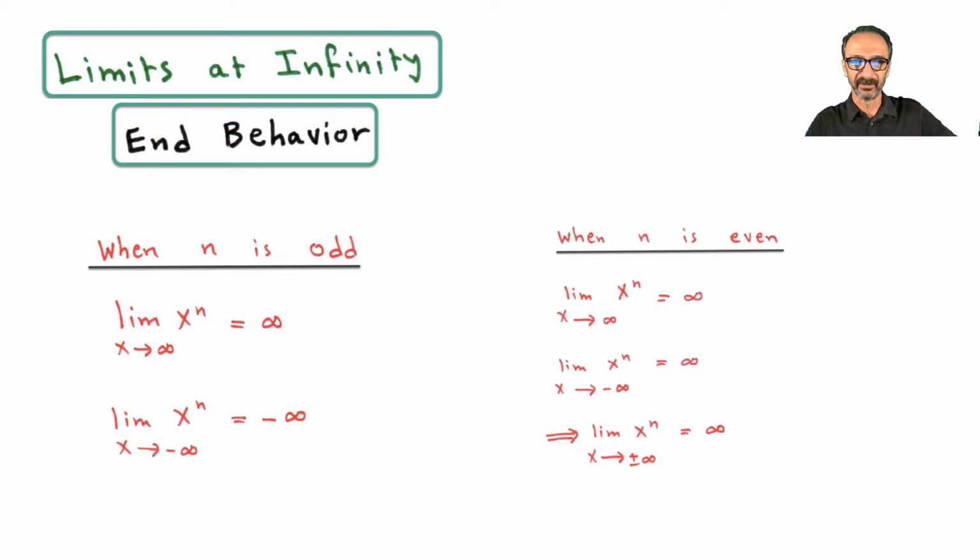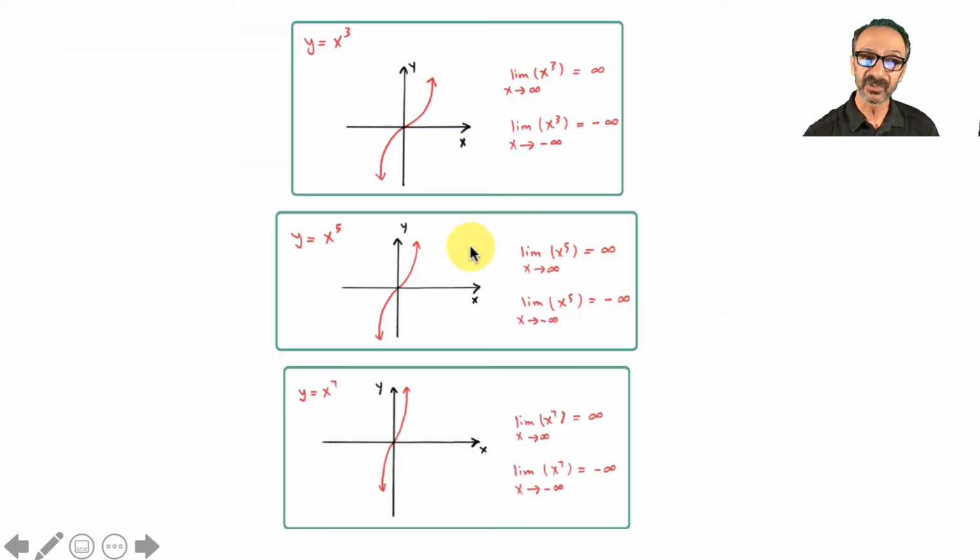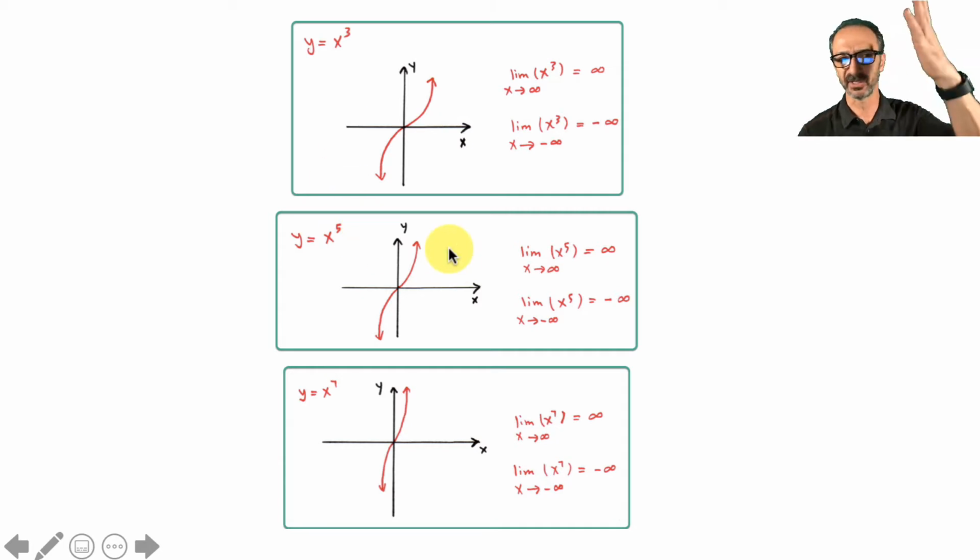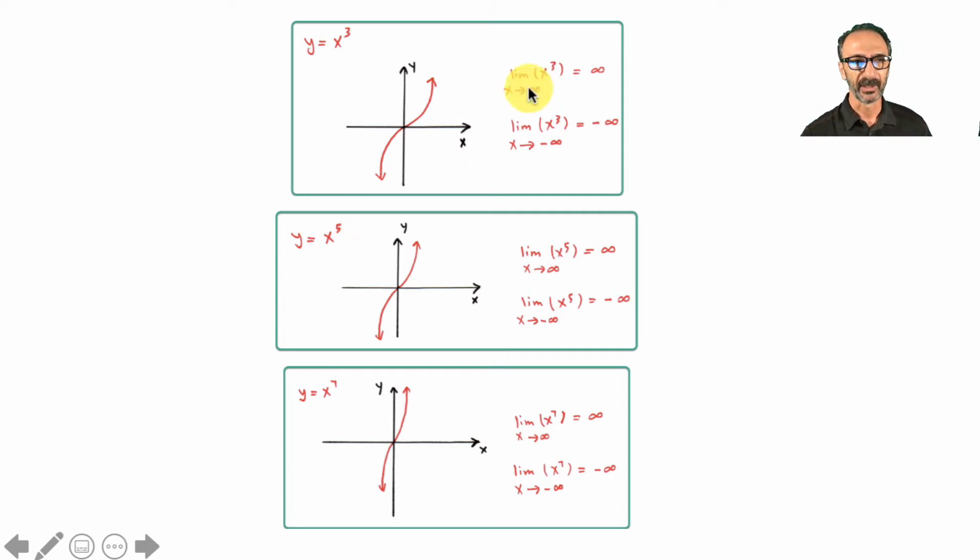So when n is even, both going to the left and going to the right all the way, it's always going to go to infinity. We're not putting a minus here, so we should be fine. Let me support that with some graphs. This is x to the third, this is x to the fifth, and this is x to the seventh. I tried to align them for you. This way you can see that the only difference is how fast they grow. That's pretty much the same. As x goes to infinity, y goes to infinity. As x goes to negative infinity, the graph takes you down to negative infinity.